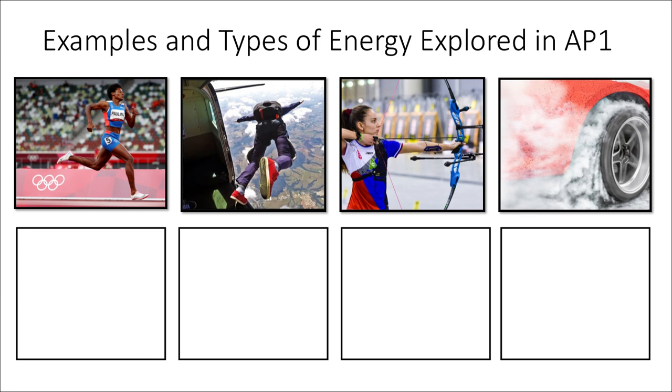The first of these forms of energy is kinetic energy, the energy associated with the motion of objects. For example, this is the kind of energy that an Olympic sprinter would have traveling at high speeds.